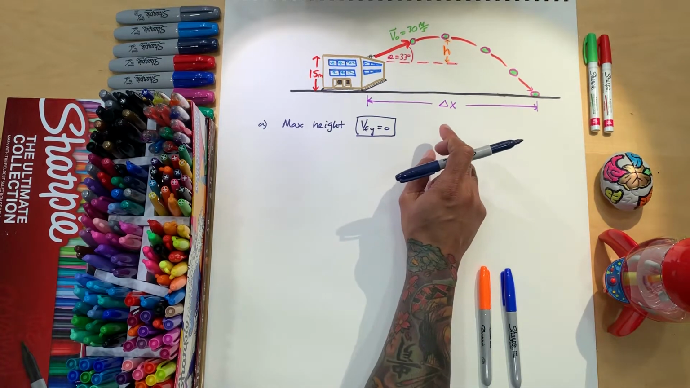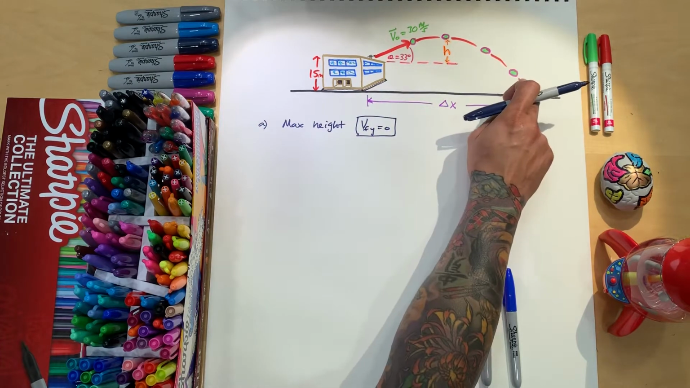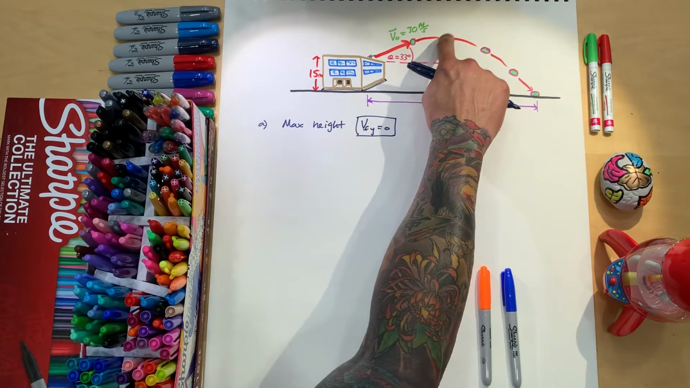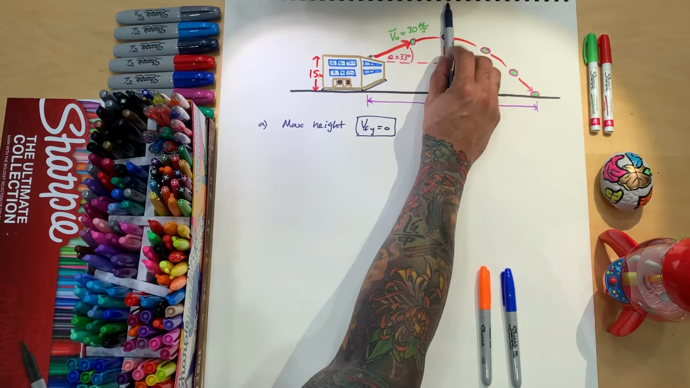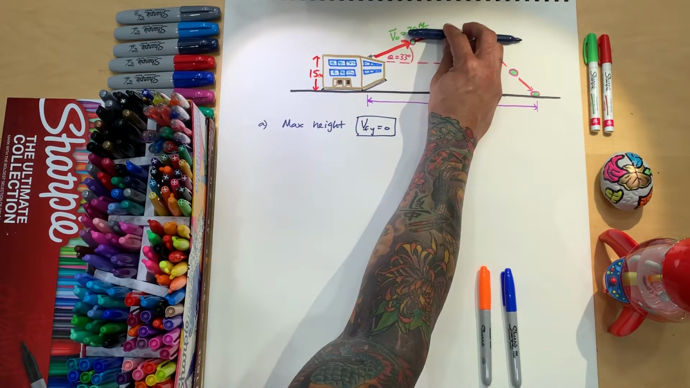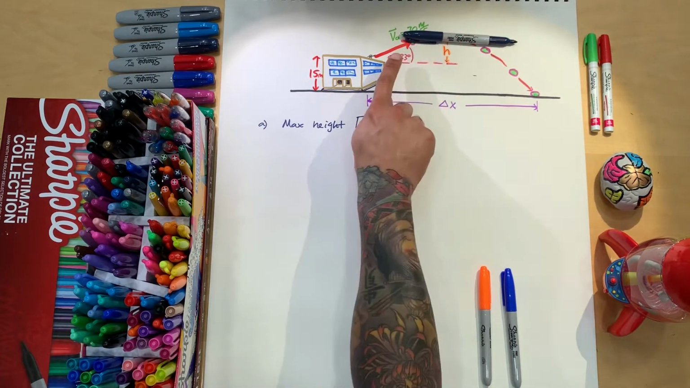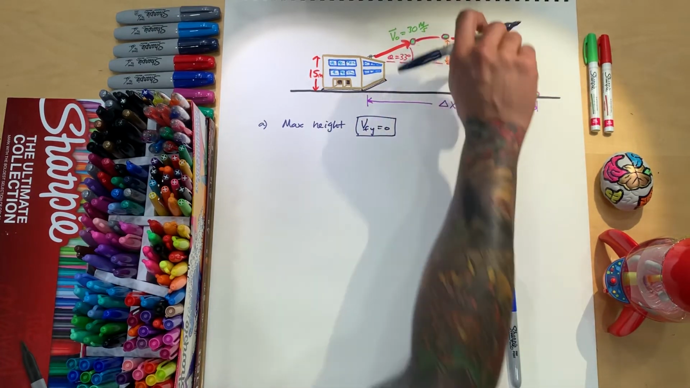Remember that if you throw something in a parabolic shape, all the way at the top, only the Y direction is equal to 0, right? Because the Vx is still moving. That's why it's still traveling in that direction.